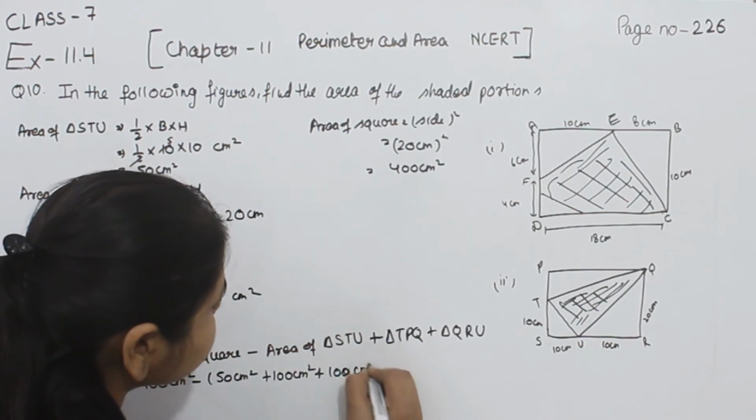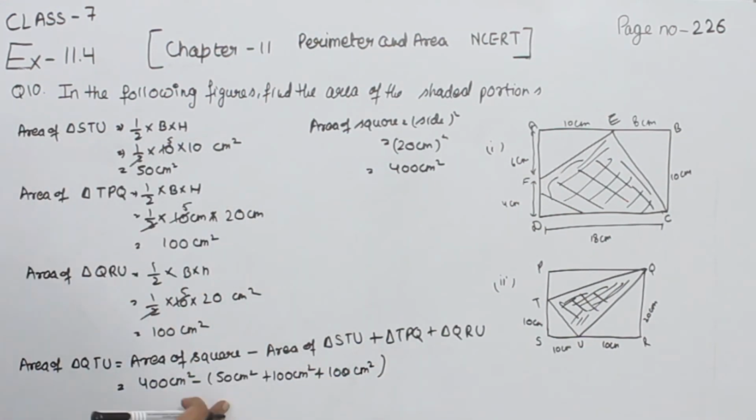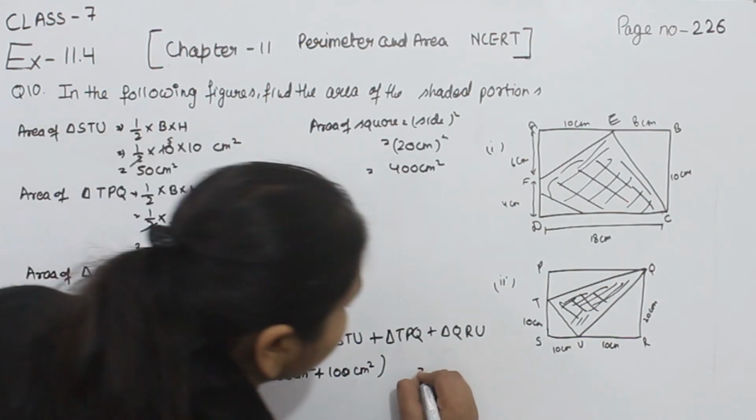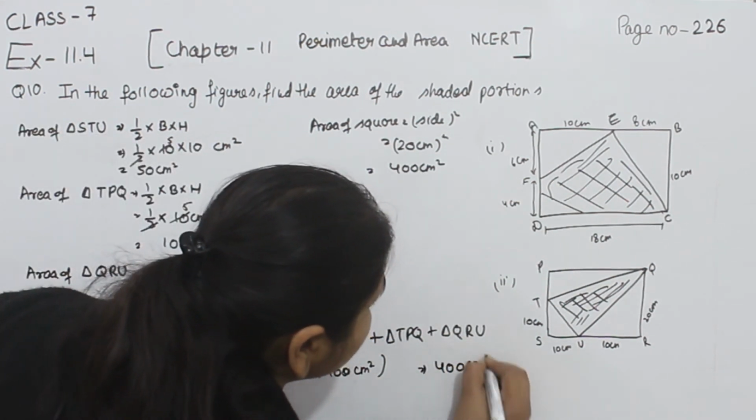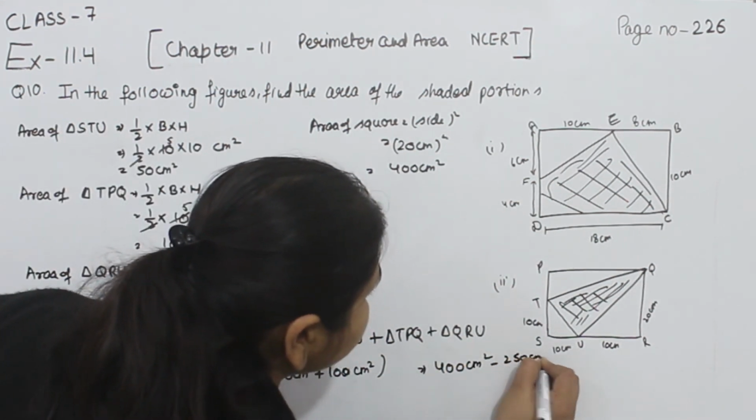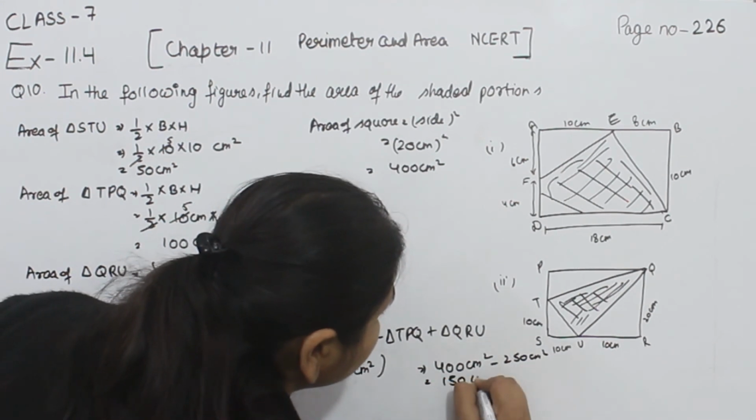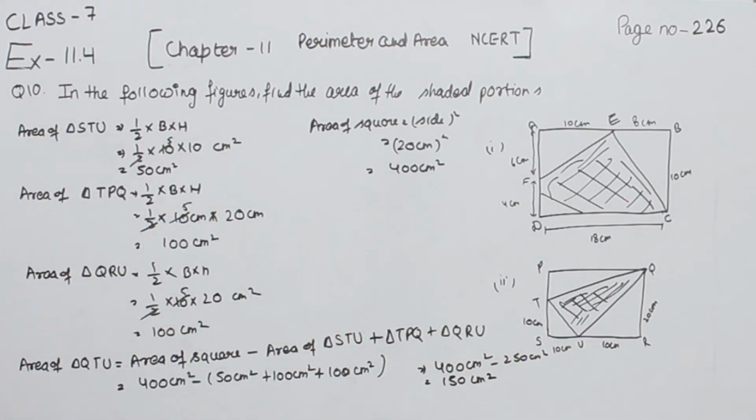So now we're going to add this one. This is 250 centimeter square. So 400 minus 250, 400 centimeter square minus 250 centimeter square, we have 150 centimeter square. So this is the area of the triangle QTU. This is the part second.